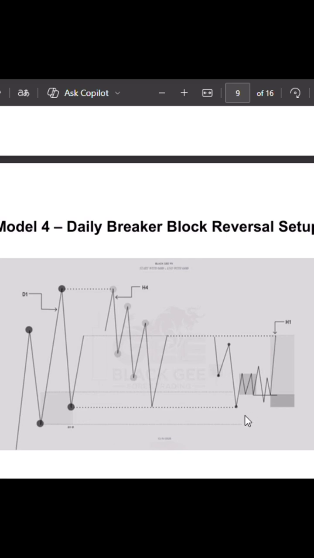But there's a very important key level here. As price taps into the daily breaker block, then pushes up immediately to the previous H4 lower high, no more looking for buy setups, because this place can reverse the market back to push down and break the daily higher low. Let me show you model 5.